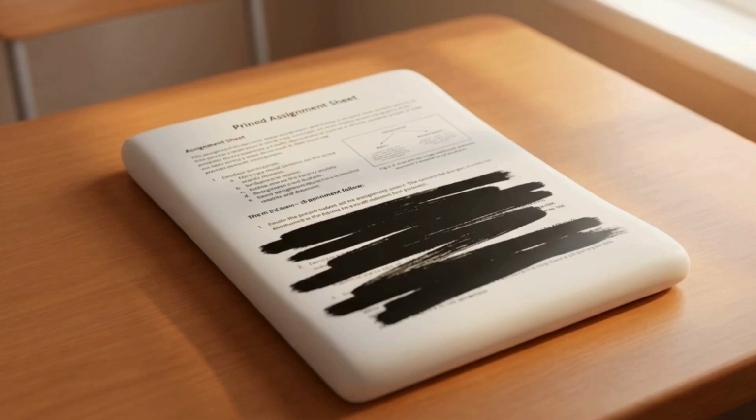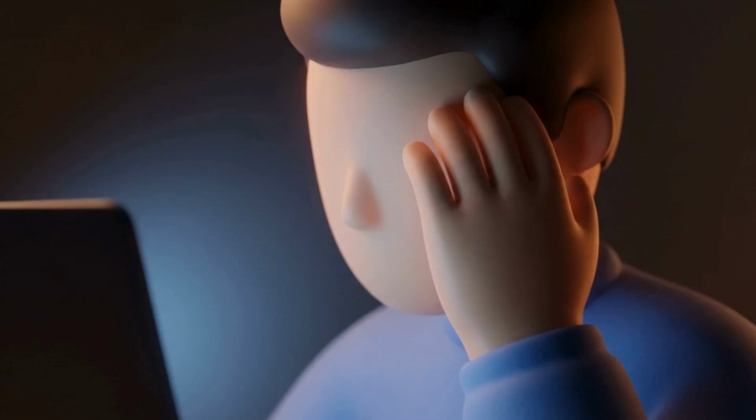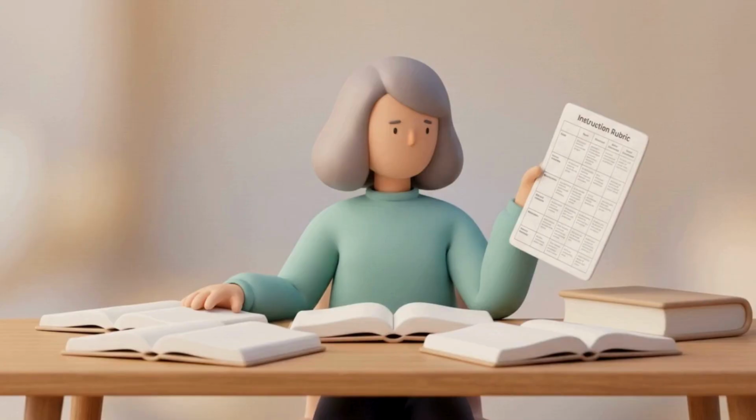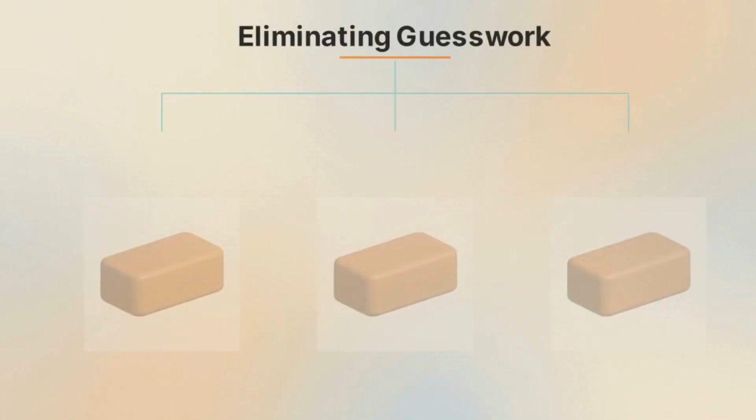Even a well-written prompt can fail if the instructions are ambiguous. Students waste mental energy trying to decipher expectations, which leaves less room for the actual subject matter. To visualize clarity, look at this organizational chart.